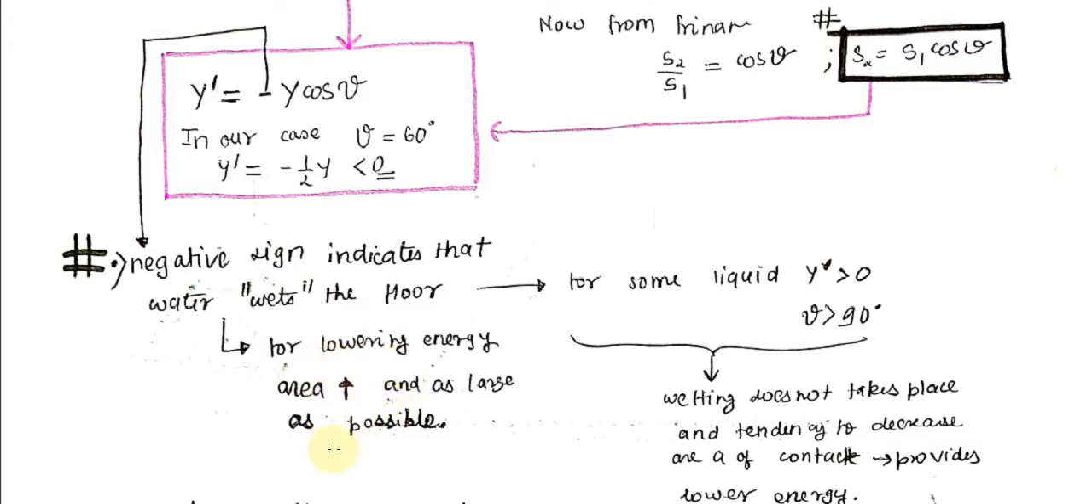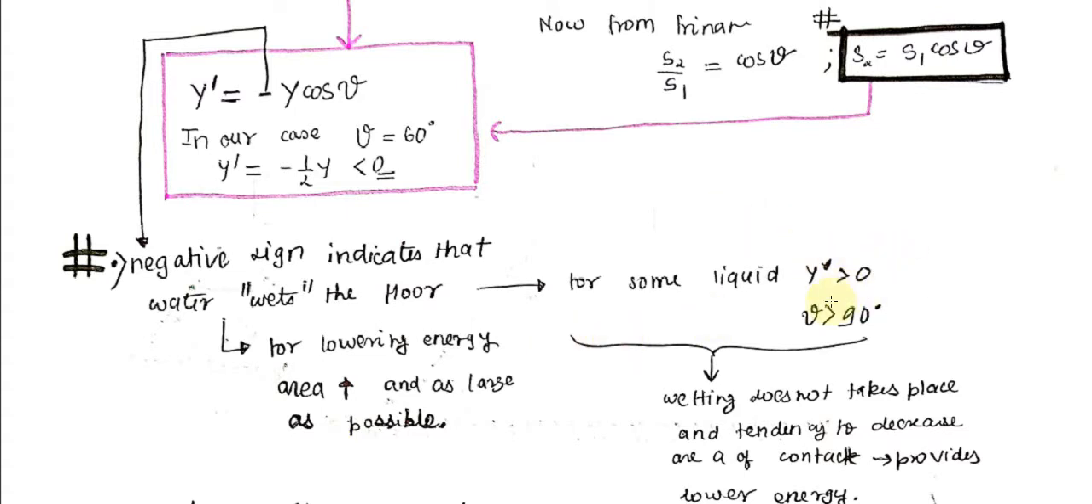For water, I know that the contact angle will be less than 90 degrees, and for that the area should be as large as possible for lowering the energy, or the center of mass of the system wherever it may be located. So the energy is minimal. For lowering energy, the area should be maximum. The height of the puddle will decrease, and in that case we will say that the water will wet the floor.